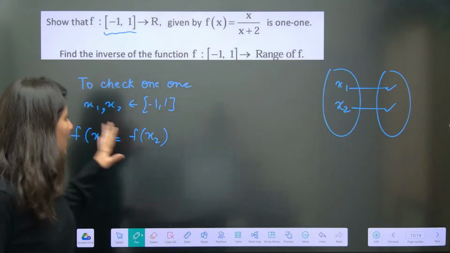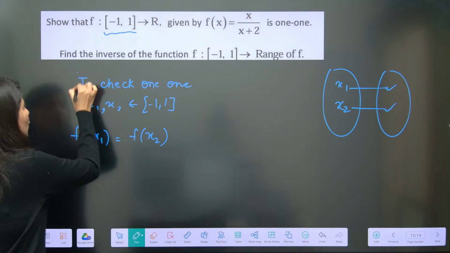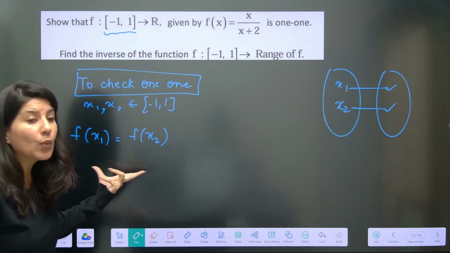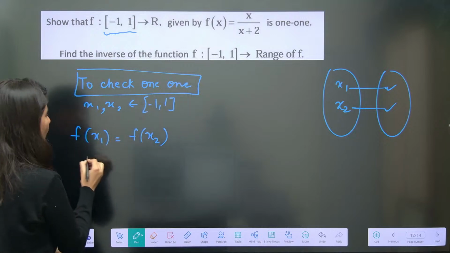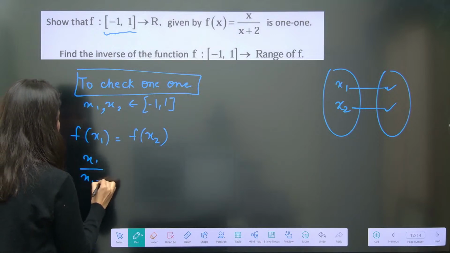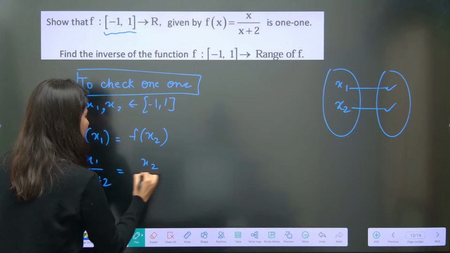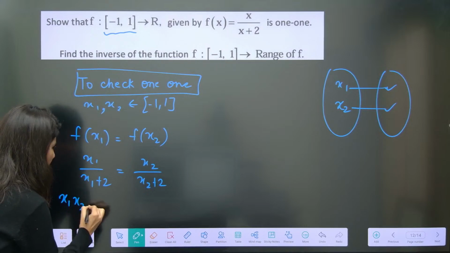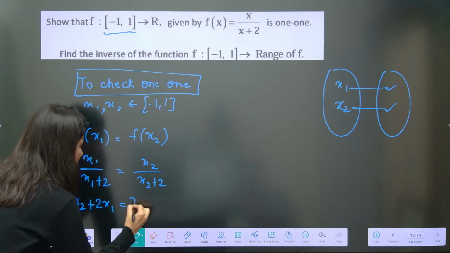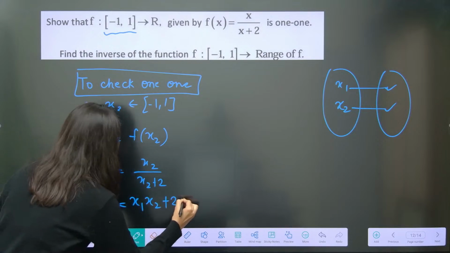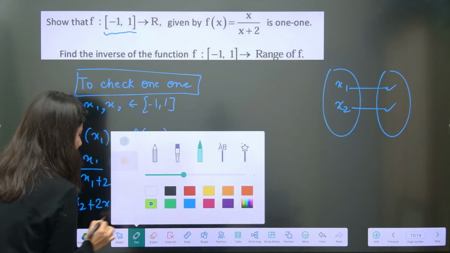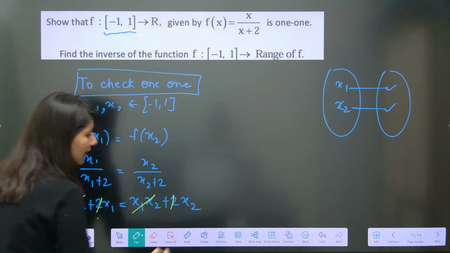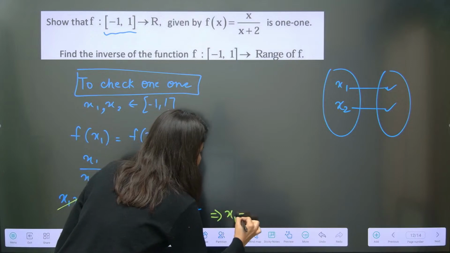Yes, Kavya. So always, to check 1-1, two different inputs are taken and the outputs are equated over here. So f of x1 is obviously x1 upon x1 plus 2, and f of x2 is x2 upon x2 plus 2. Cross multiply: x1 x2 plus 2 x1 is equal to x1 x2 plus 2 x2. Clearly we can cancel out x1 x2 and x1 x2. The 2 is also cancelled out. This is giving me x1 is equal to x2.